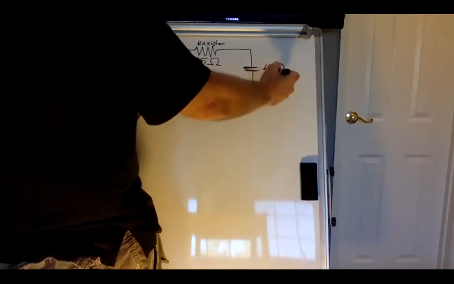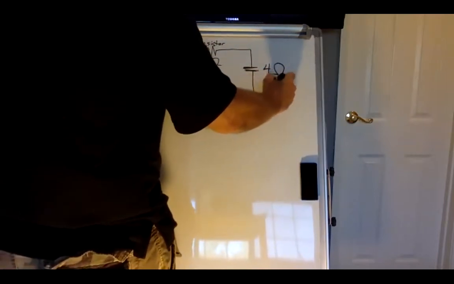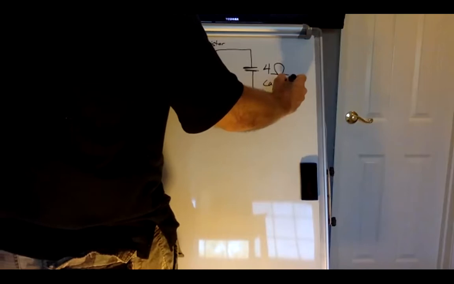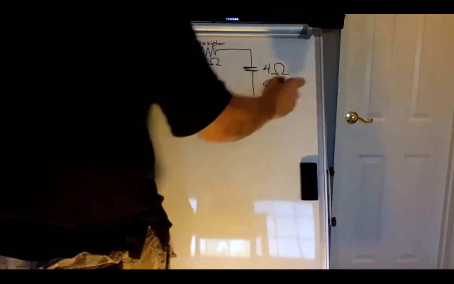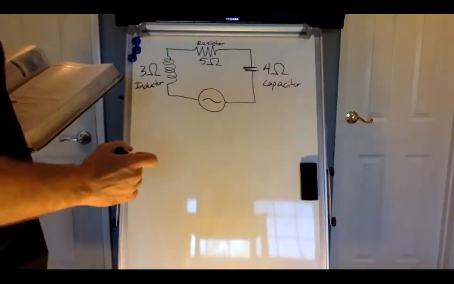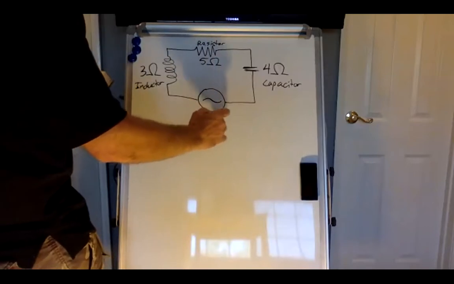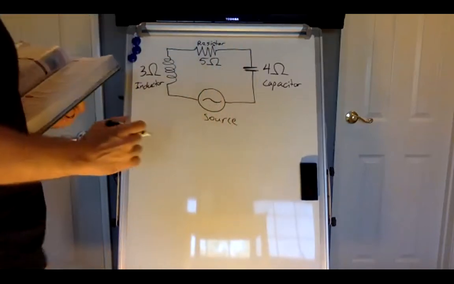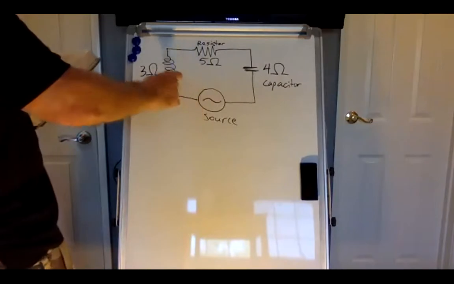And then what does the capacitor do? It temporarily stores the current. It stores it up and then releases it, discharges it in one volt. And this is the source. Okay, so the power's coming from here. It goes around the circuit.